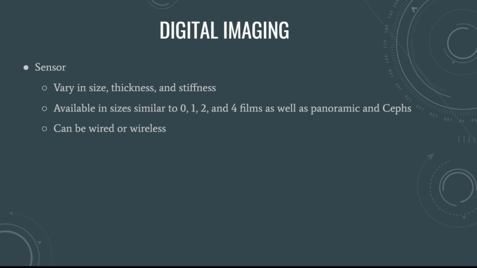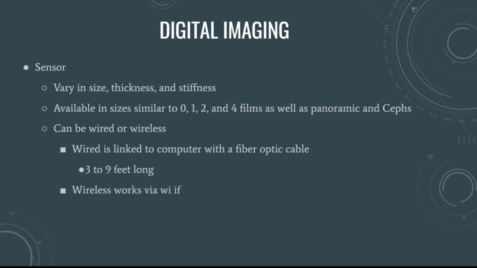They can be wired or wireless, so meaning they have a cord or they don't. And the wired is going to be linked directly to the computer with a fiber optic cable. And that cable is going to be 3 to 9 feet long. Sometimes you may need an extender depending on where your unit is located in relationship to the chair. And the wireless is going to work via Wi-Fi. Typically, it is a little bit thicker sensor, and it's going to be a little bit more expensive.